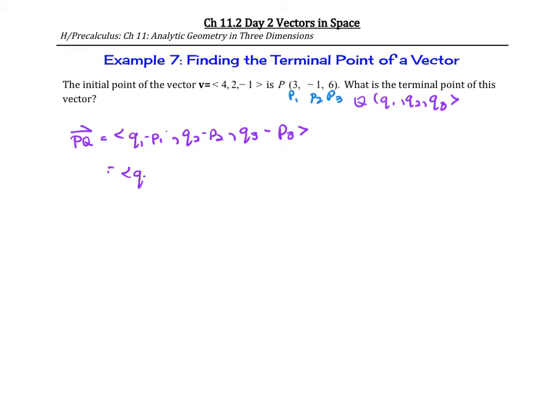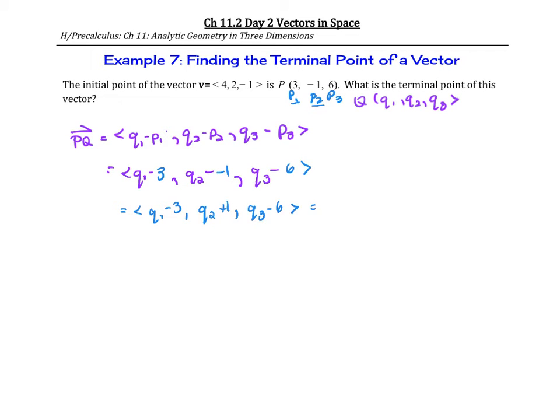We don't know what Q1 is, so Q sub 1 minus P sub 1, which is 3. Then we have Q sub 2 minus a negative 1. Then we have Q sub 3 minus 6. And so knowing this, let's simplify just a little bit more. Q sub 1 minus 3, Q sub 2 plus 1, and Q sub 3 minus 6.